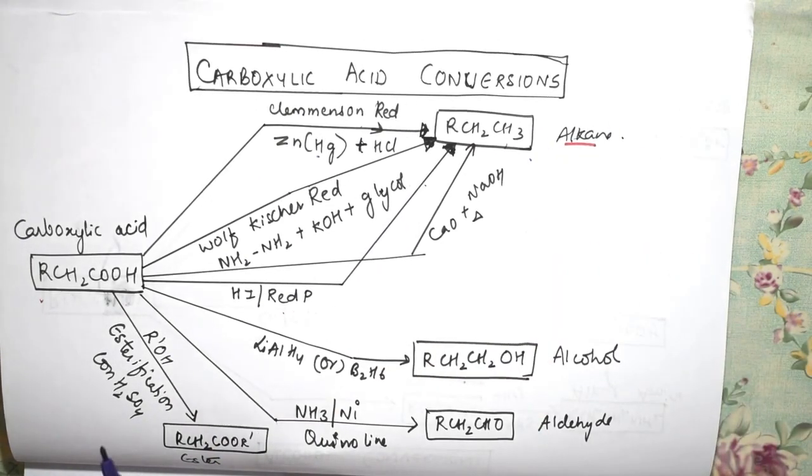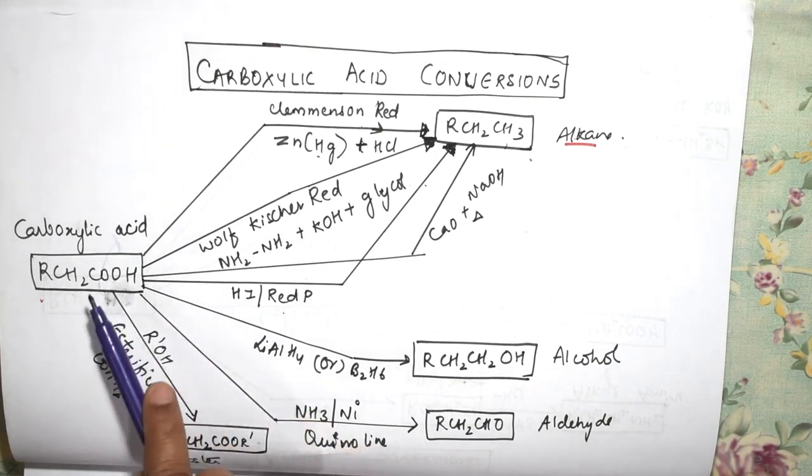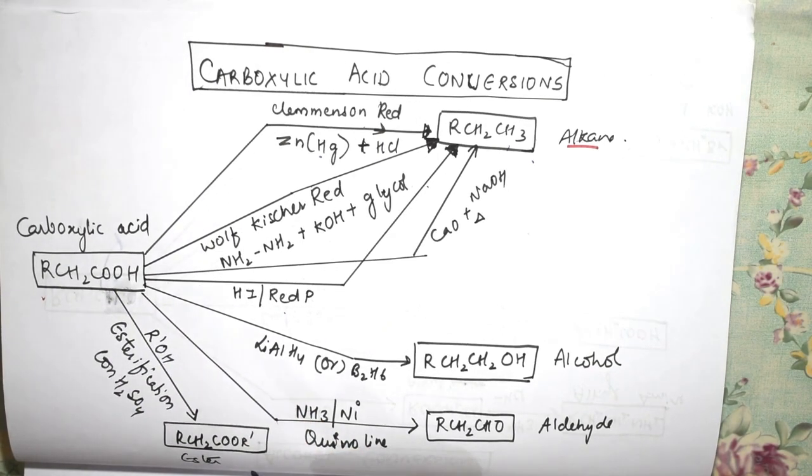Next, alcohol. Carboxylic acids can be converted into alcohols using a reducing agent like lithium aluminum hydride. Then you can use ammonia. You can convert it into aldehyde. Then comes the esterification reaction, where acid plus alcohol forms an ester.